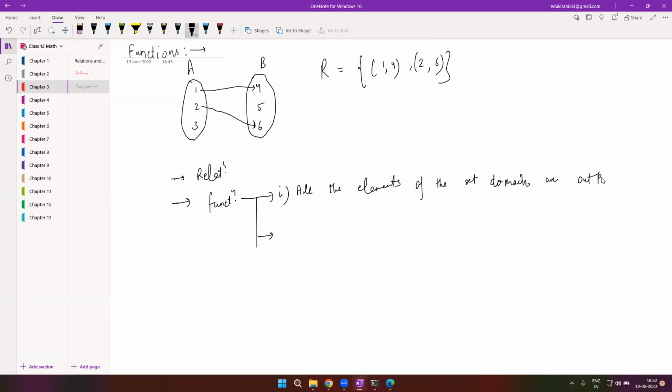Or must have an output. So all of the elements which are in your domain, or which are given in the input, must have an output. Must have an output. And the second condition is each element of the domain should have only one output.